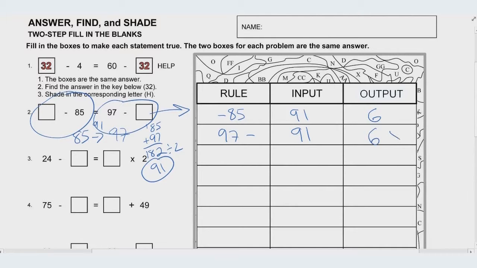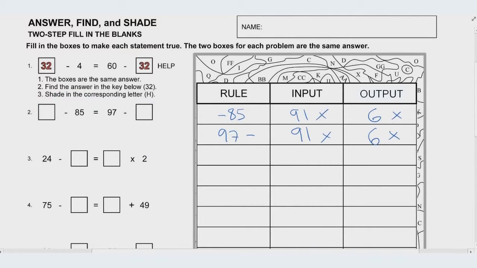And as you can see, the outputs are the same, and the inputs are the same. That tells us that 91 is the correct answer. So I'm going to put 91 right here, and 91 right here. And again, just to make sure you see what I did, 91 minus 85 is 6, and 97 minus 91 is 6. And they're both the same, or the statement is equal.